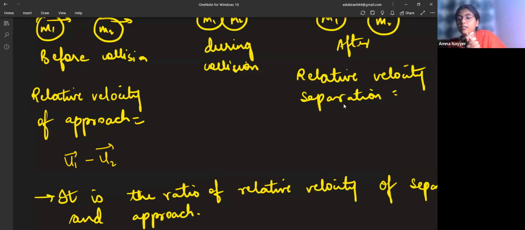Then relative velocity of separation. It means both the bodies have moved and after they are separated, the second body has the tendency to move away from the first. So relative velocity of separation means now V2 is greater than V1. Earlier, U1 was greater than U2, because the first had to collide. Now, after collision, if the second is moving away, its velocity is greater. So this time V2 minus V1. Fine.